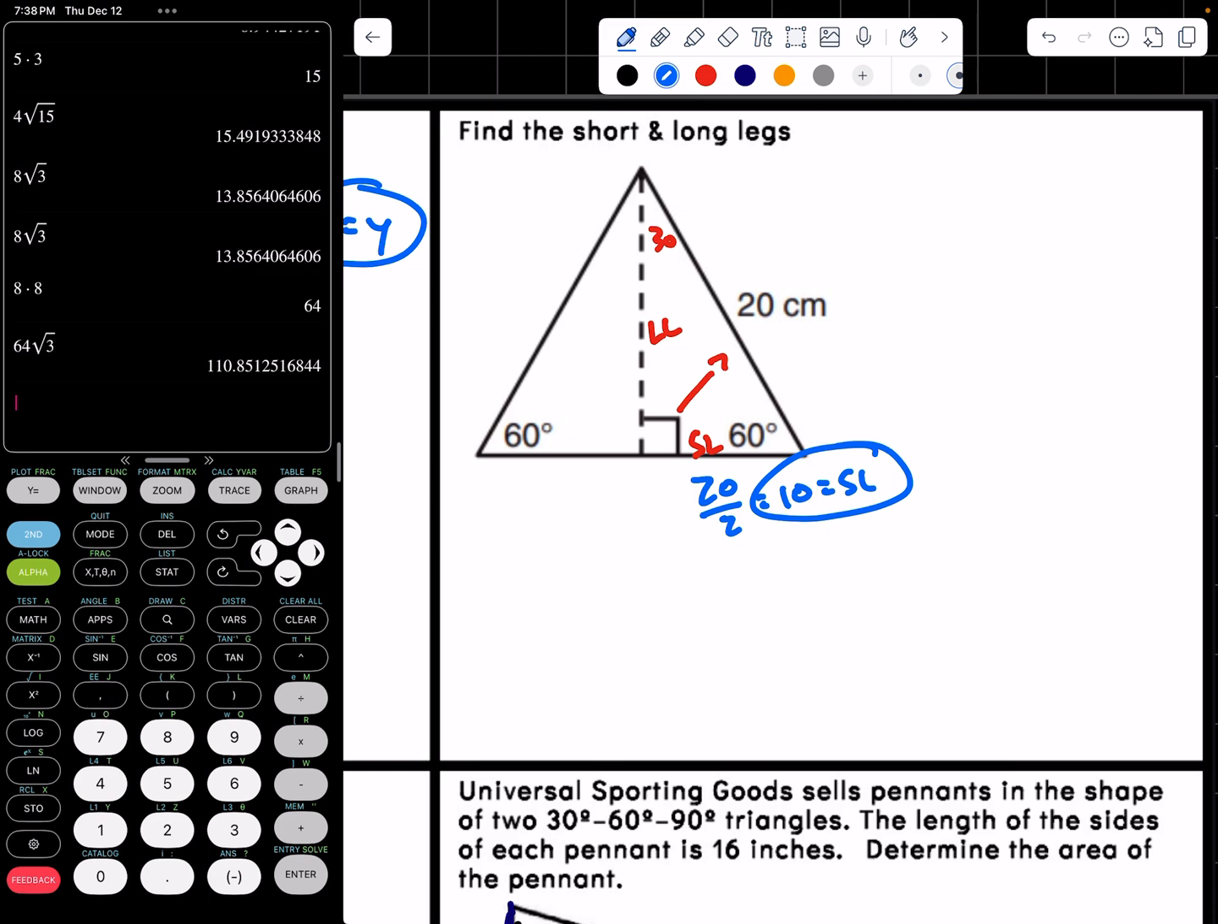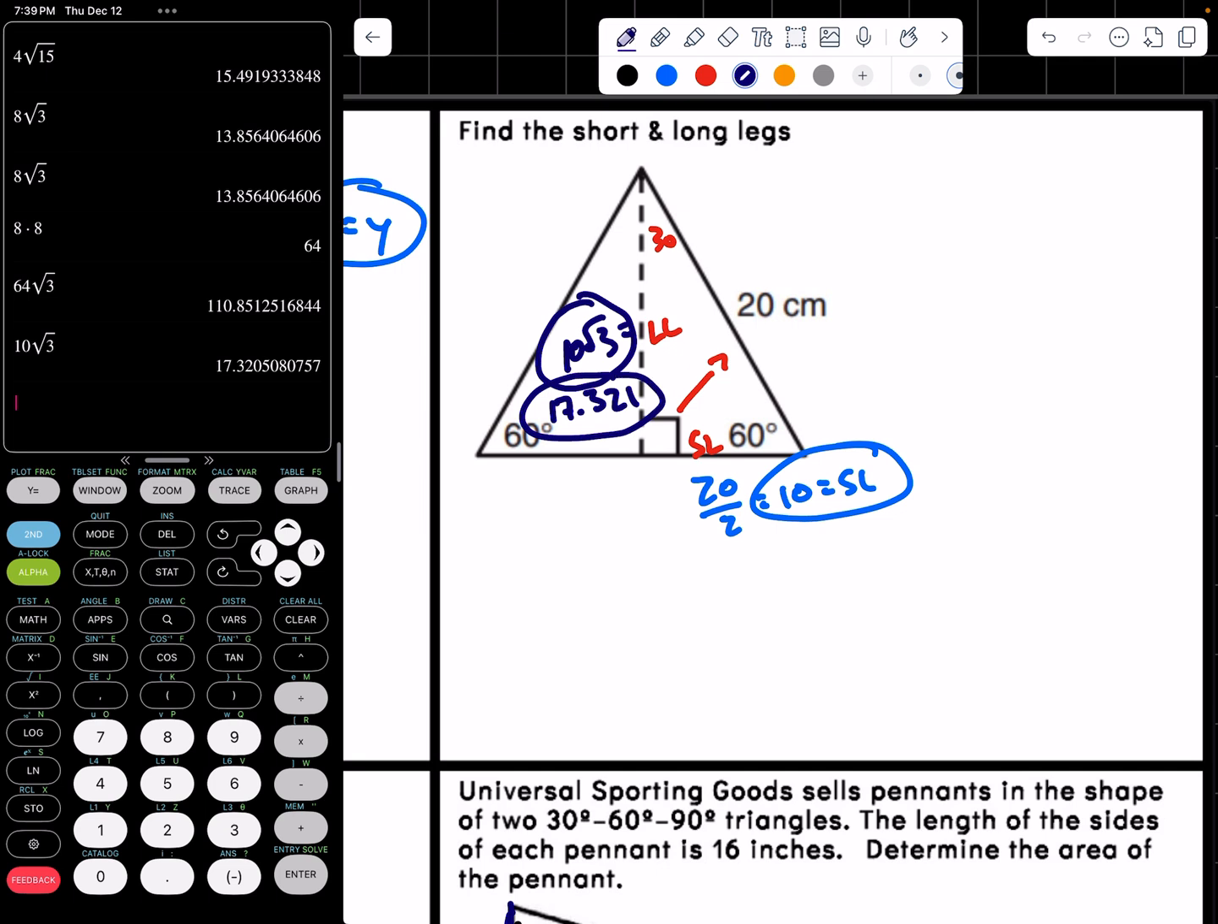My long leg is going to be 10 root 3, which is also, so I'll go ahead and write that down here, 17.321. Either one of those would be acceptable.